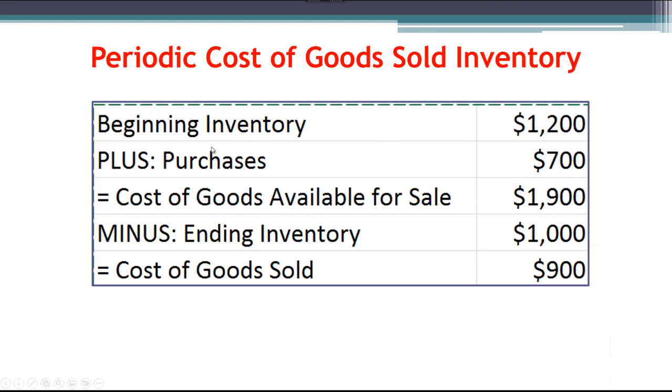Now, if we are using the periodic method, we have to identify what that total cost of goods sold is for all the sales. And generally what we do is we take the beginning inventory, which is the same as last year's ending inventory. We add in any purchases that we made. That gives us the cost of goods that are available for sale. We could sell these, but we maybe didn't sell them all. In fact, we didn't sell them all because we have ending inventory of 1,000. We have to subtract that out because we obviously did not sell that. And it leaves us with the cost of goods that we did sell, $900 here.